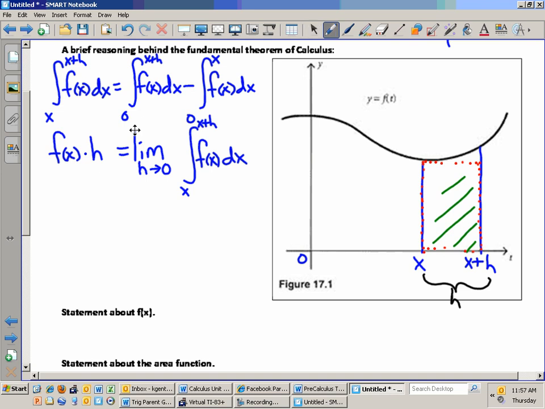Okay, now I need to insert something. See this x plus h to x? That's up here. I'm going to insert this piece right here back in for this down here. And the aha moment is coming very quickly.